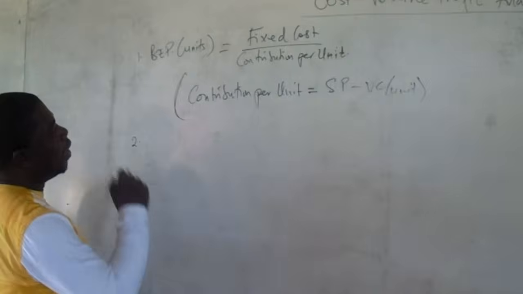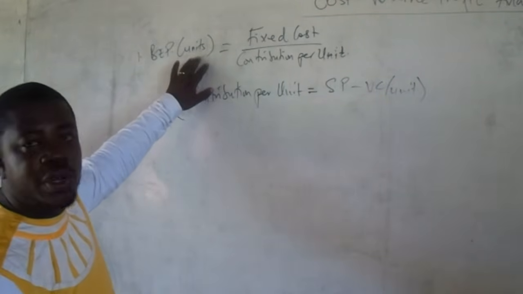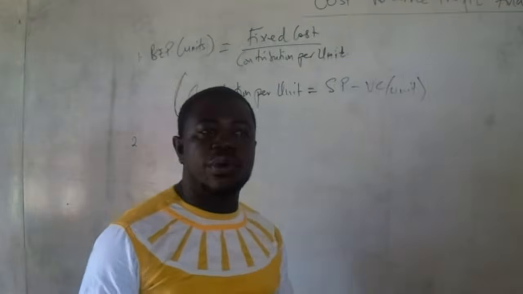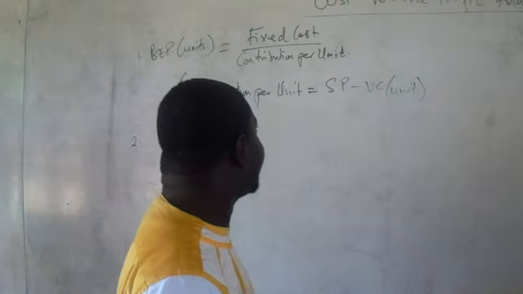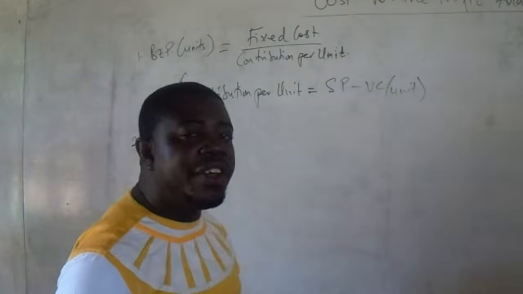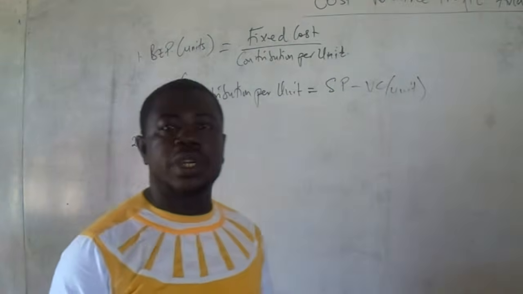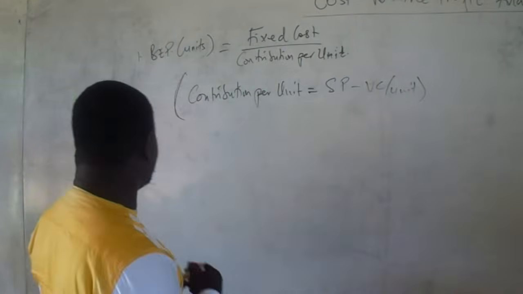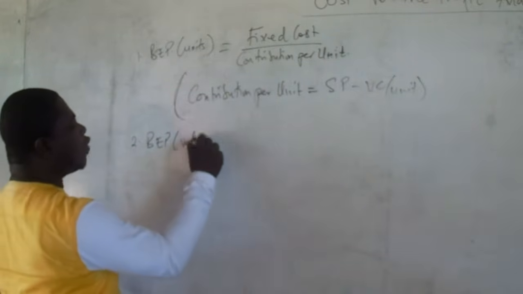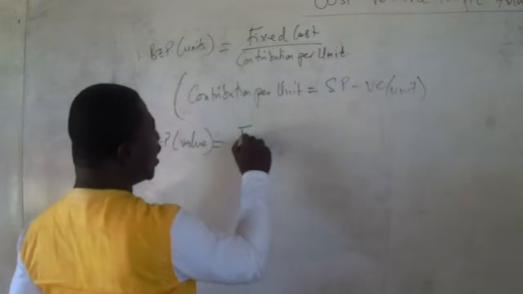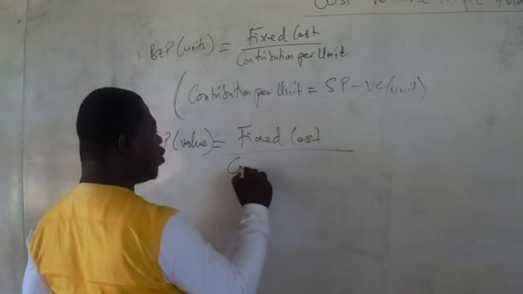The second formula we want to look at: we just looked at the break-even point and how to get it in units. Now let us imagine that we want to look at it in value, where there is monetary value attached to it. When you get your break-even point in units, you can multiply that by your selling price in order to get the break-even point in value. And so your break-even point in sales value is your same fixed cost over your contribution per unit.